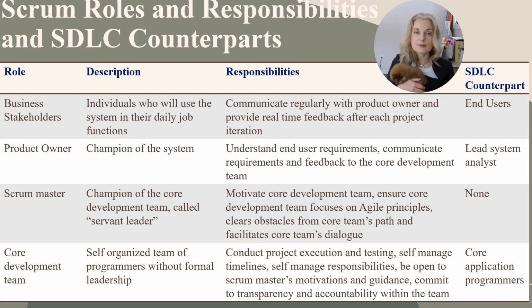So let's talk about the 4 roles involved in the Scrum project, and let's see what their counterparts would be in a SDLC system. So we have business stakeholders, which are synonymous with end users. And these are individuals who will use the system in their daily functions. And they need to communicate regularly with the product owner and provide real-time feedback about each project iteration.